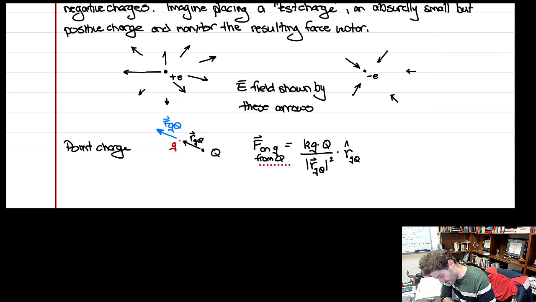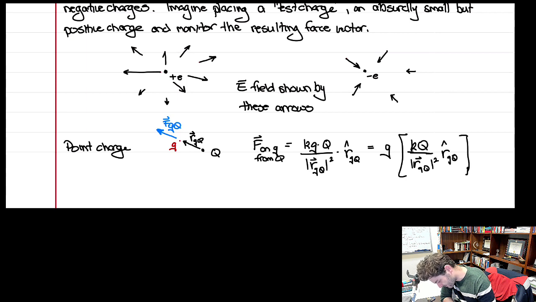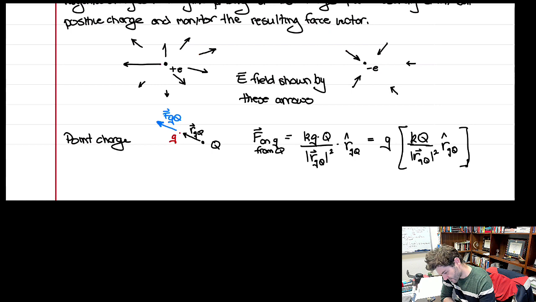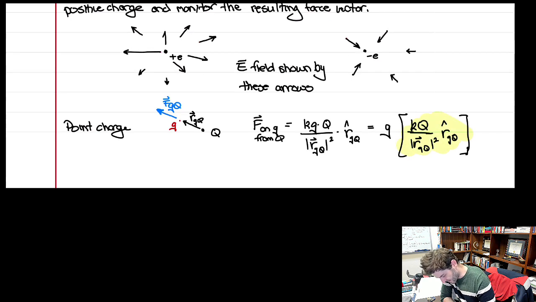And again, like what we did before, if we factor out that little q, we have K, Q, this distance squared in the denominator, and then the directionality, because this is indeed a vector. This thing in brackets we define as the electric field for a point charge.